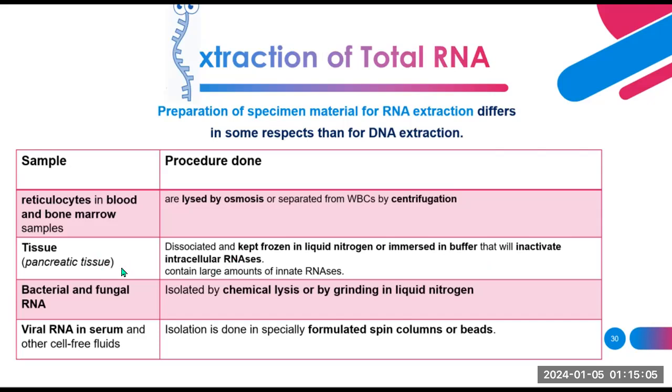Specifically for the pancreatic tissue, which contains large amounts of innate RNases. And if we're looking for bacteria and fungal RNAs in samples, then isolation by chemical lysis or by grinding in liquid nitrogen. And viral RNA in serum and other cell-free fluids. Usually, the isolation is performed especially in formulated spin columns or beads.